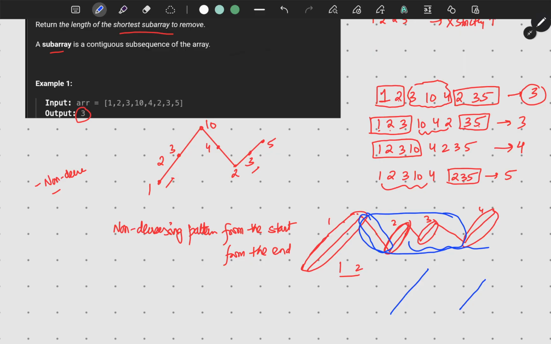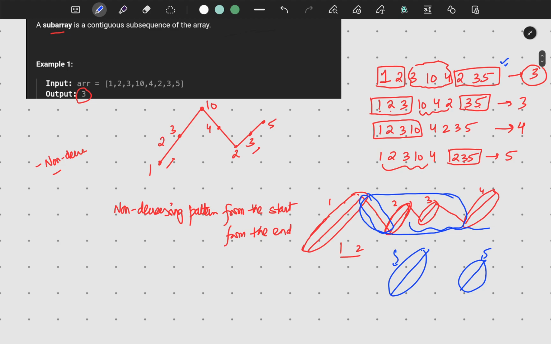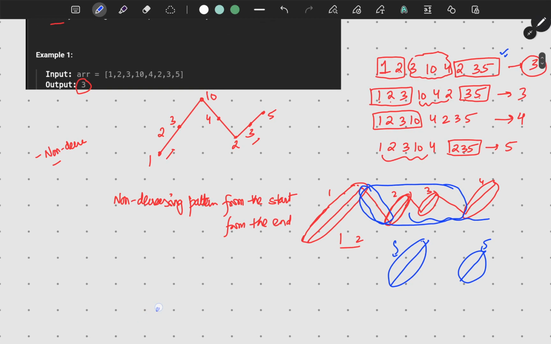And why aren't we just taking whichever is longest from the start or from the end and returning it? Because as we can see in example 1, we can get the optimal answer by taking a few elements from the start and a few elements from the end. So that means the optimal answer can lie in merging them. So finding this pattern from the start or from the end is key.